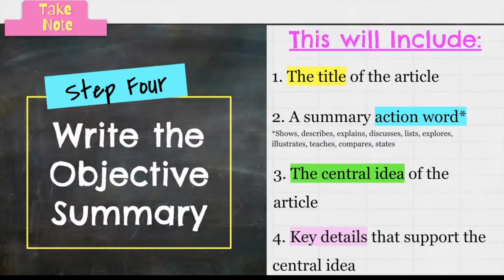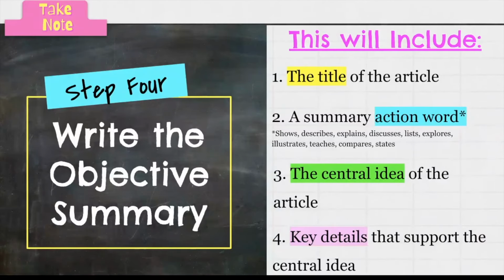And then I will give key details that support the central idea. So, some of the details might be who created it, where it was created, what year it was created, what people thought about it when it was first created, that kind of thing. Things that support the central idea. So that's how you write it. And typically, this is about 4 sentences. So numbers 1, 2, and 3 will be 1 sentence. And then each key detail will be its own sentence.